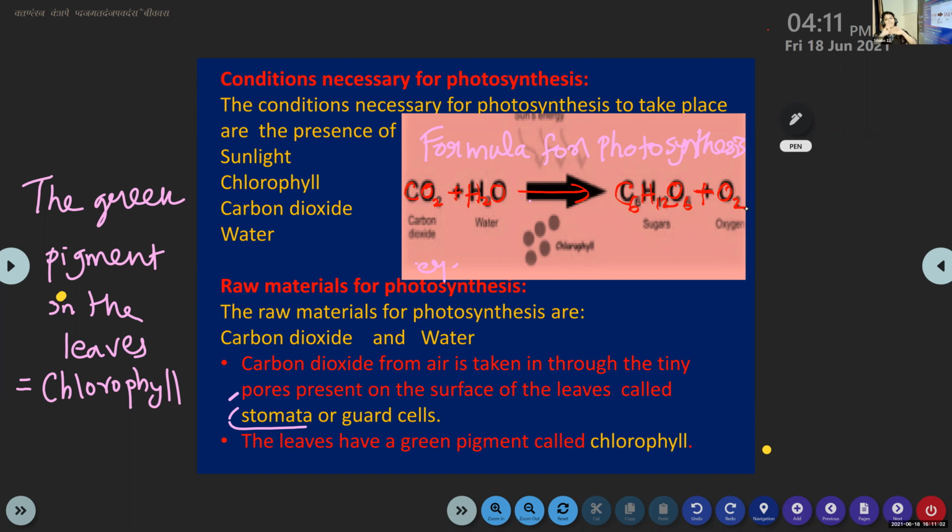So totally you can represent photosynthesis like this: CO2 plus H2O gives C6H12O6 plus O2. You have to learn this chemical formula by heart. I can ask you in the exam: write the chemical formula of photosynthesis. Then you have to write CO2 plus H2O gives C6H12O6 plus O2.